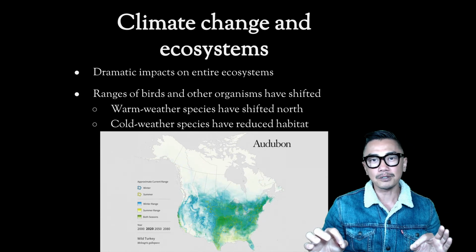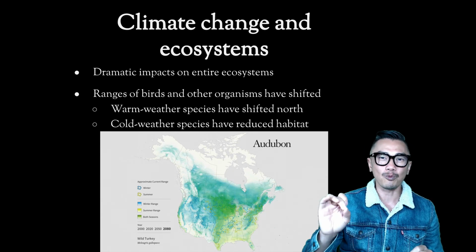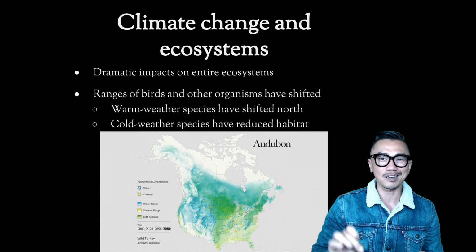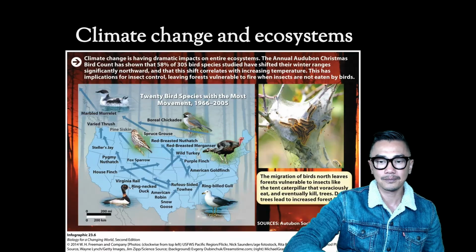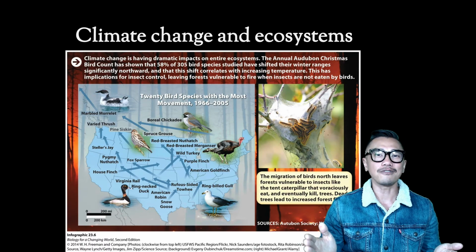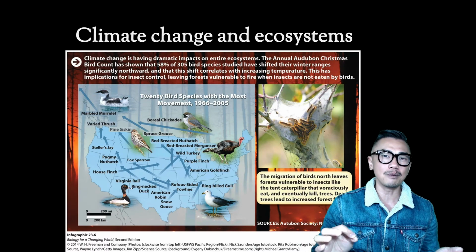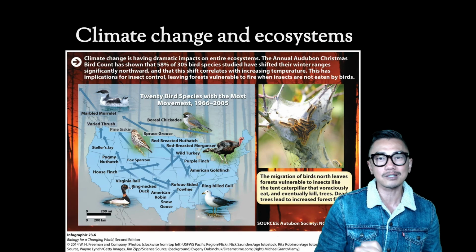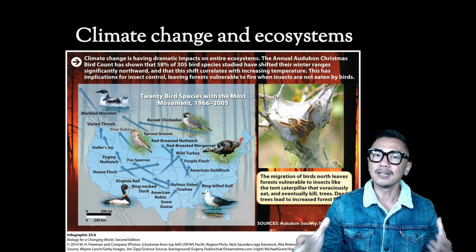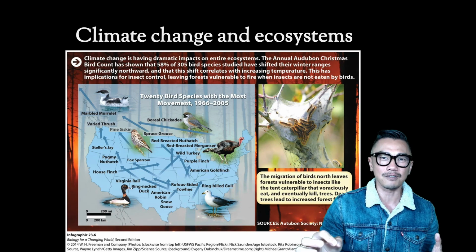The map on this slide shows how the range of the wild turkey is expected to expand well into Alaska by 2080. This infographic shows how the ranges of some birds in North America have shifted between 1966 and 2005. It also shows one of the side effects of this.